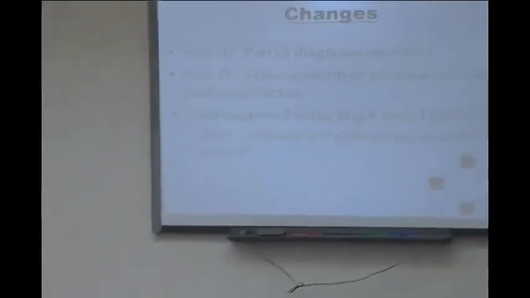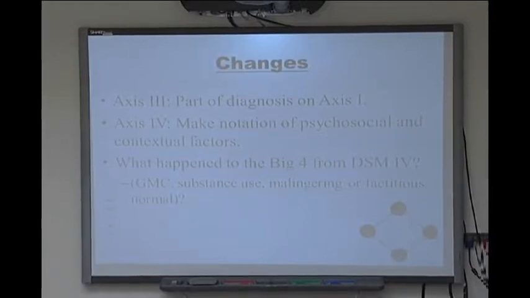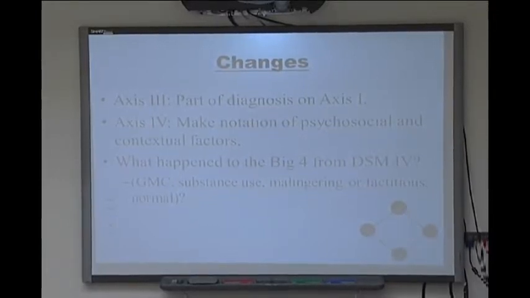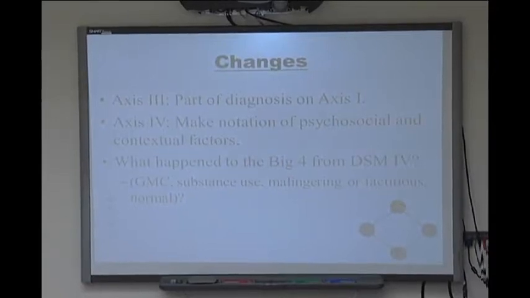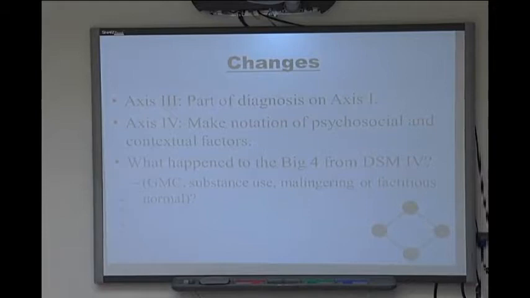So what happened to axis 3? It's going to be part of the specifiers for whatever your diagnosis is. Axis 4, you're going to make notations, I'm not sure exactly where, but notations will go somewhere about the psychosocial and contextual factors, but there's no specific axis for that.